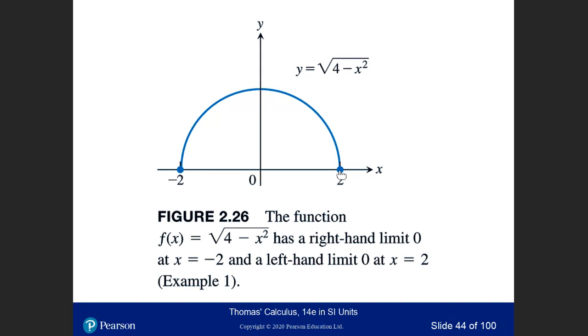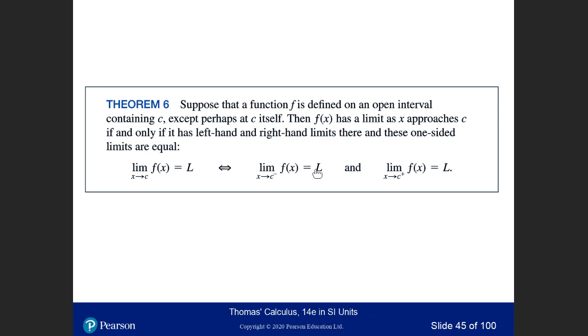Similarly, if you look at 2, when you approach 2 from the left-hand side, values less than 2, you have a limit. But you cannot approach 2 from the right-hand side because the function is not defined. So at minus 2, you have a right limit. At plus 2, you have a left-hand limit.